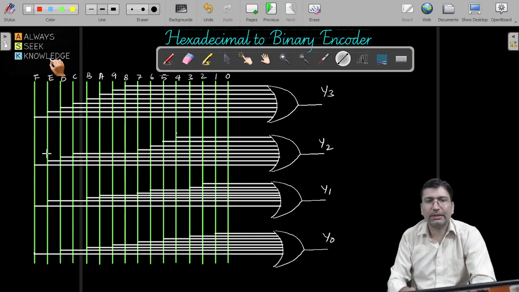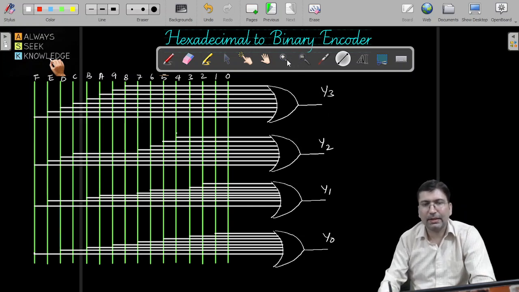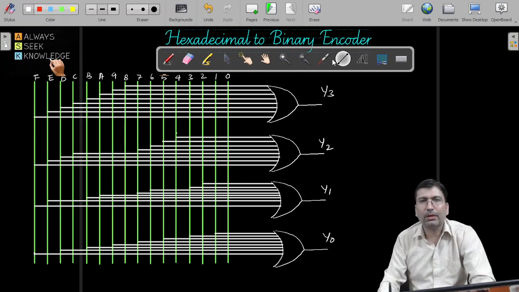Right, so this is hexadecimal to binary encoder. I hope this encoder is clear.